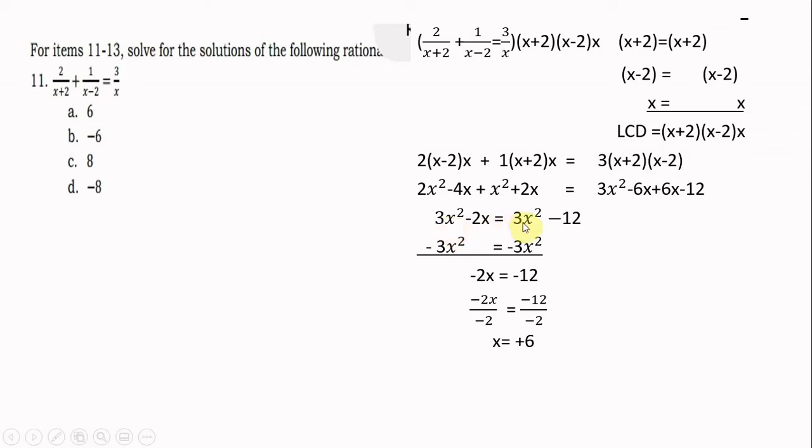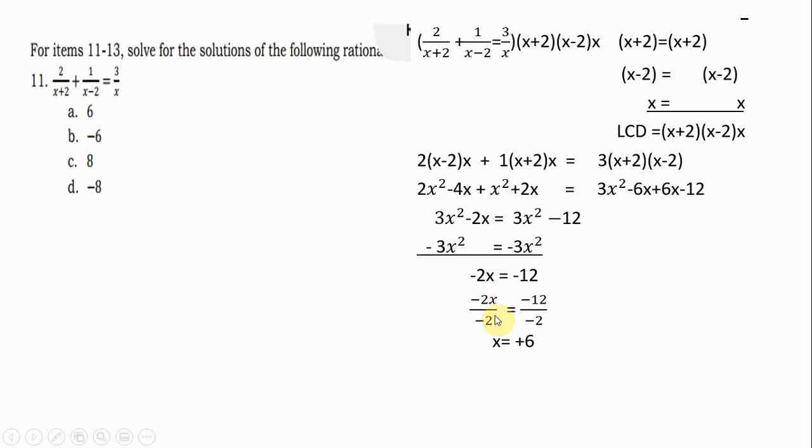3x squared is found on the left and 3x squared is found on the right. So we could eliminate these two by the addition property of equality. Let's add negative 3x squared to the left and right side of the equation. So add here negative 3x squared, add here also negative 3x squared. So this cancels out, this cancels out. So the remaining is negative 2x is equal to, bring down negative 12.